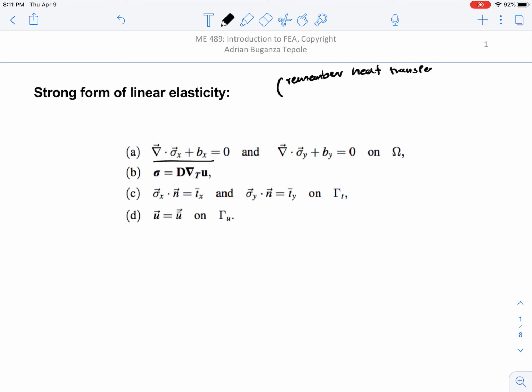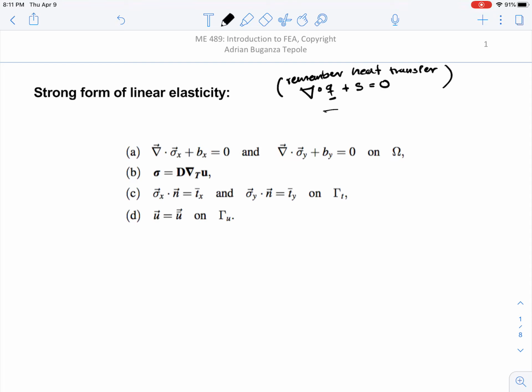Remember heat transfer. So in the heat transfer strong form, what we had was the divergence of the heat flux plus some source term equals 0. That's what we had for heat transfer. So in this case, we have two heat transfer problems. It's not heat transfer, but the form is the same. So divergence of some vector field plus some scalar field equals 0. Divergence of another vector field plus some scalar field equals 0 on omega.